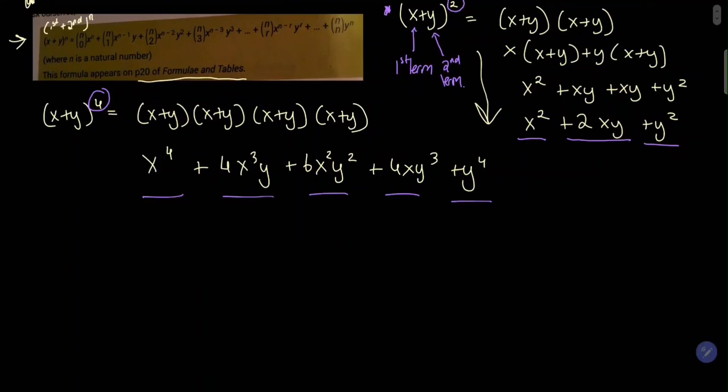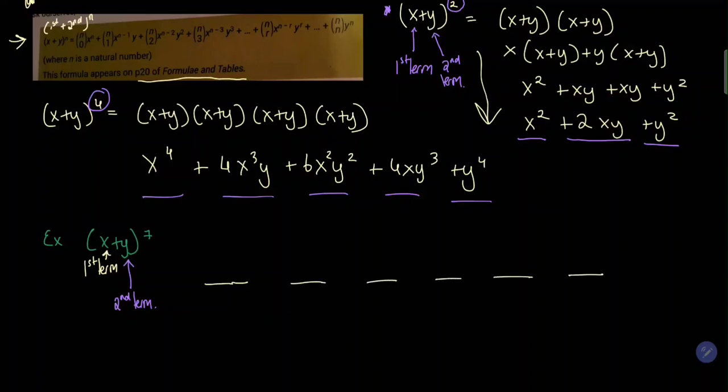So let's do one. Let's do a question here. So an example, we're going to do a binomial expansion of x plus y to the power of 7. So again, we have our first term here, and then we have our second term here. Now it's to the power of 7, so I'm going to do out 8 spaces. And see from the equation, we've got pluses everywhere. So I'm going to put pluses in between them.